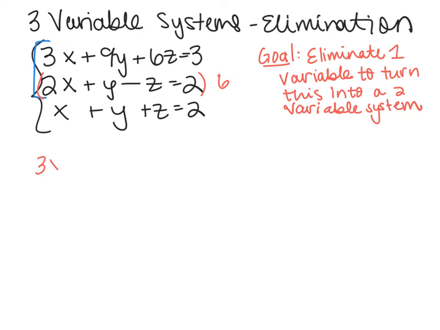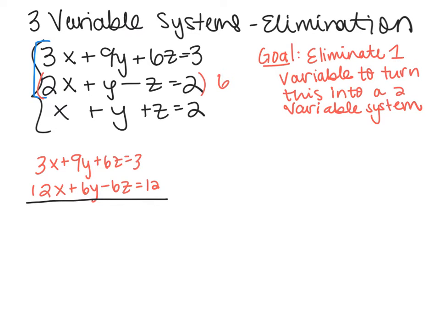So I'm going to pull this pair out to make it easier to see. We have 3x plus 9y plus 6z equals 3. We multiply everything by 6. We get 12x plus 6y minus 6z equals 12. So we take that pair. I'm going to go ahead and eliminate, add them together. So we get 15x plus 15y equals 15.